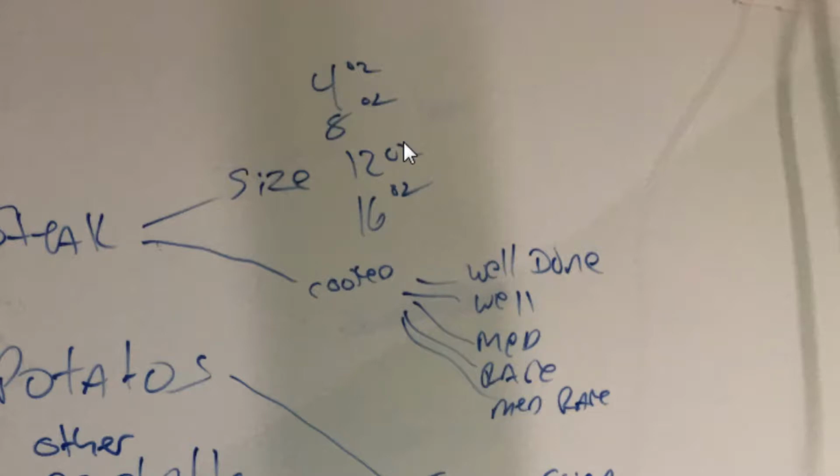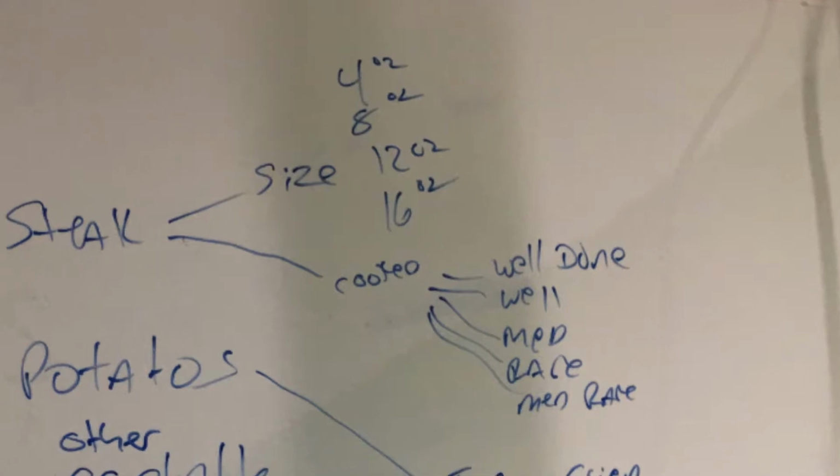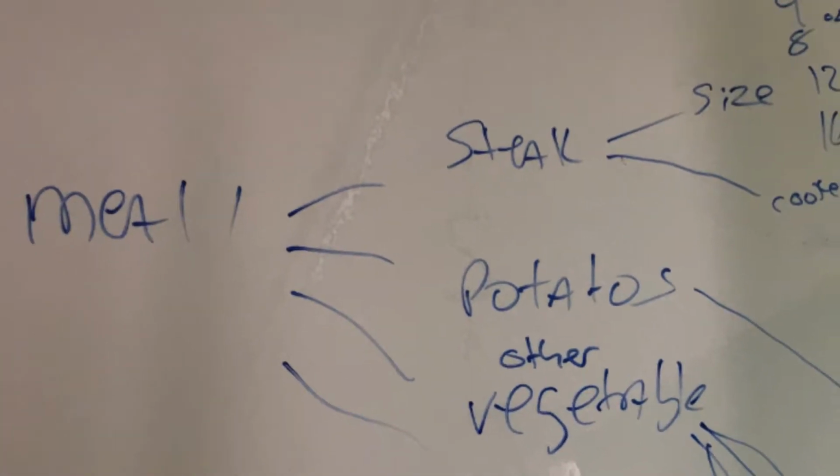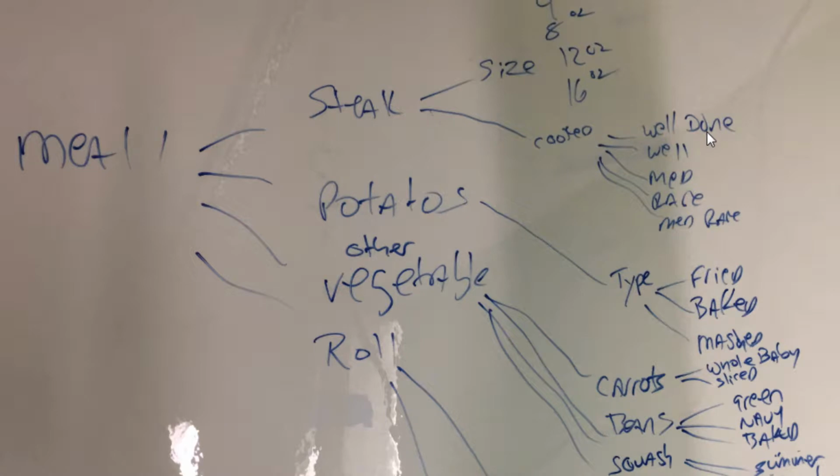And you can't buy a 4-ounce. You can't buy an 8-ounce. You can't even buy a steak. The only thing you can buy is meal number one. And then there are variations and attributes of those variations.